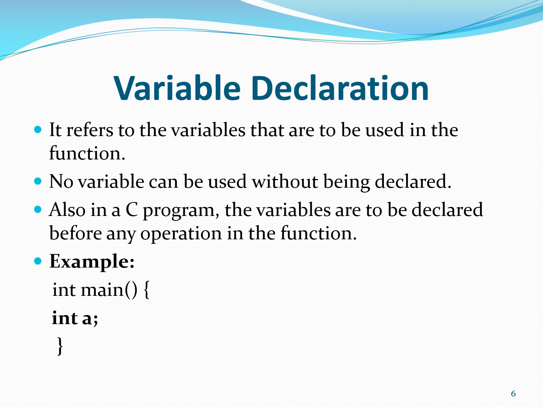The next is variable declaration. It refers to the variables that you're going to use in the function. In a C program, no variable can be used without being declared. So before you use a variable in the function, it must be declared. Here there's an example. As I said, the execution starts with the main block, and whatever code you're going to write, you need to write the body of the program within the open and close curly brackets. So the first step is we declare the variable. Here we have declared a variable called a of type int.